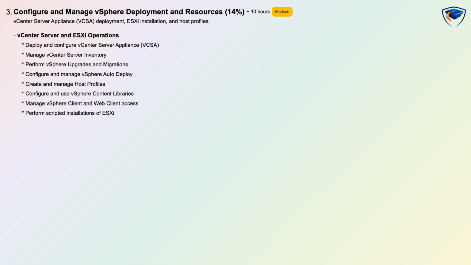Configure and manage vSphere deployment and resources is weighted at 14% and focuses on deploying the VCSA, installing ESXi, and using host profiles. You will learn to deploy and configure vCenter Server Appliance and manage the vCenter inventory. The syllabus covers upgrades, migrations, Auto Deploy, host profiles, and content libraries. Hands-on skills include scripted ESXi installations and configuring access for vSphere client and web client.